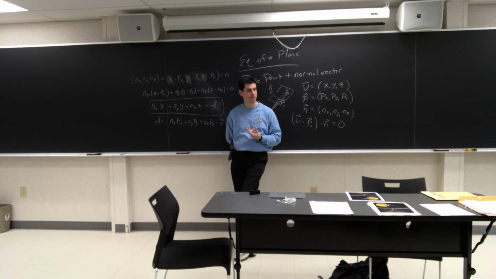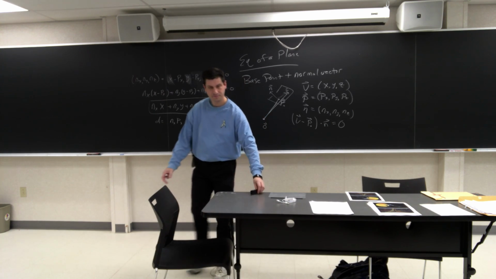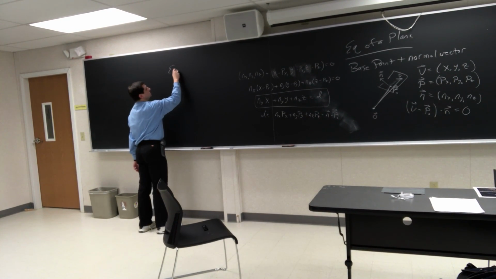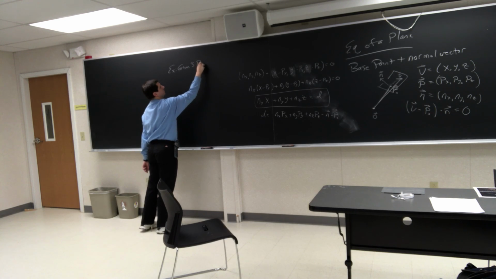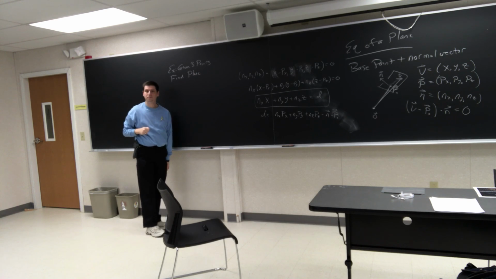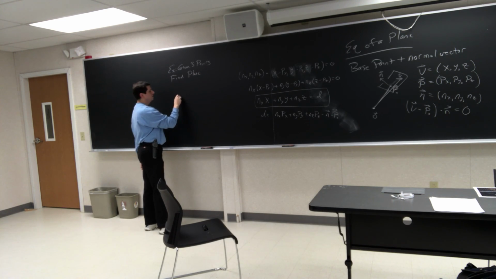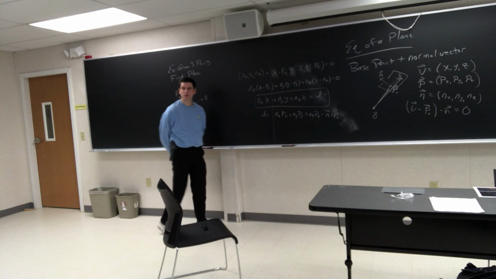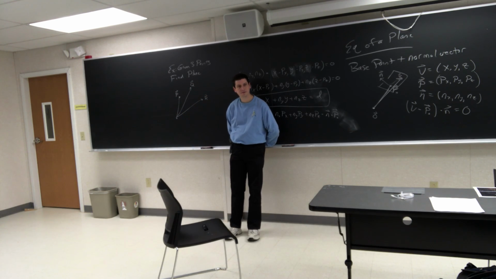If I give you 3 points, can you figure out the plane that contains 3 points? So as an exercise, given 3 points, find the plane. So imagine you've got, here's the origin, here's P, here's Q, here's R. And I want to find the plane that goes through P, Q, and R. Any thoughts as to how I would do this?